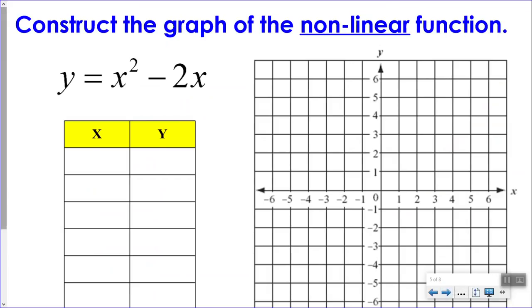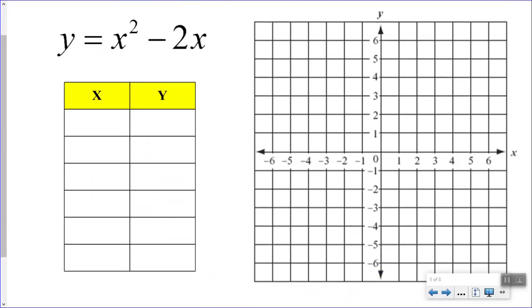Alright, now we're going to look at a nonlinear function. This function has x raised to the power of 2. So this is a quadratic function, and we'll spend a lot more time with these in the spring. You don't need to remember the name quadratic for right now, but just so you know. And this is not going to be linear.